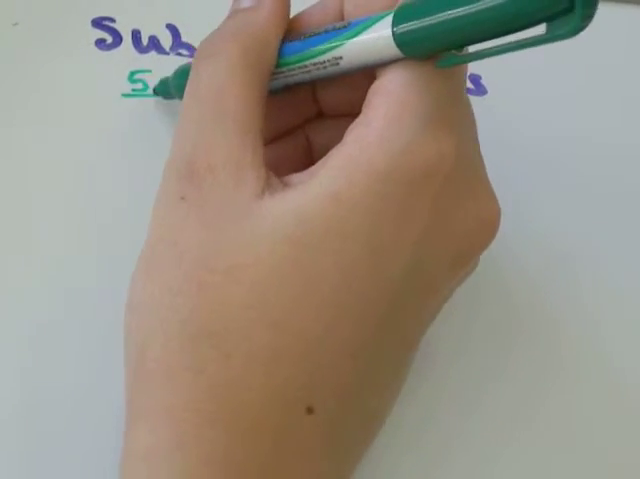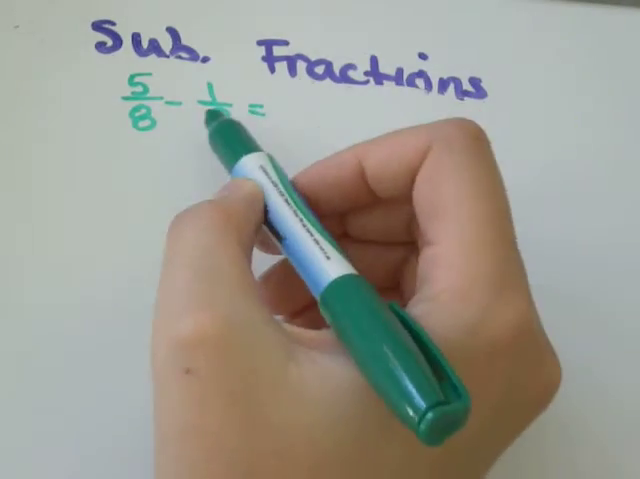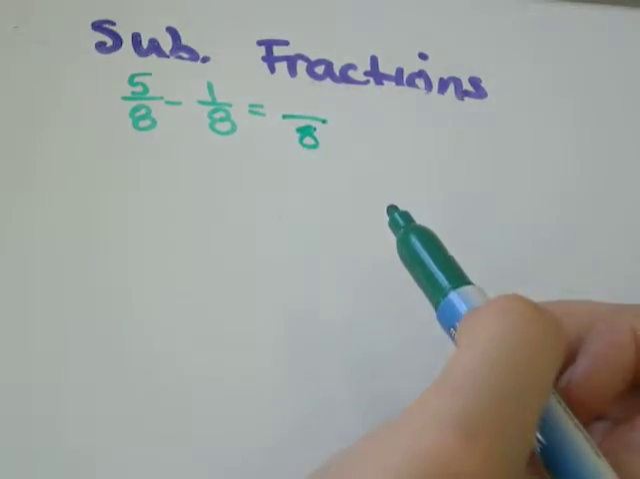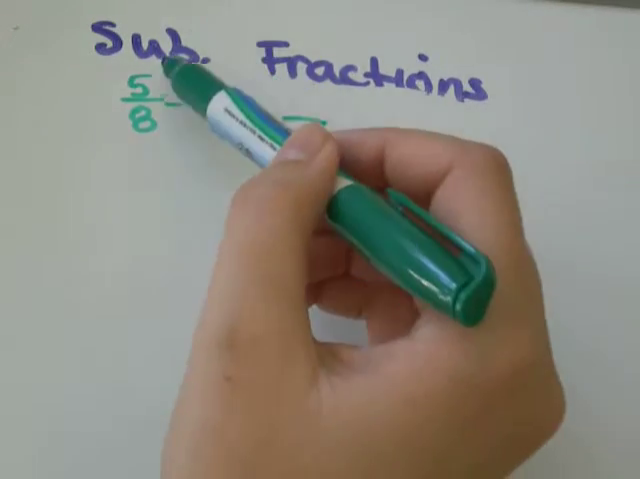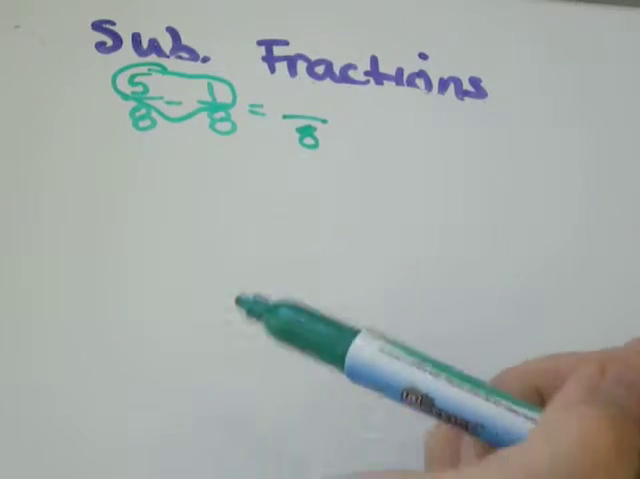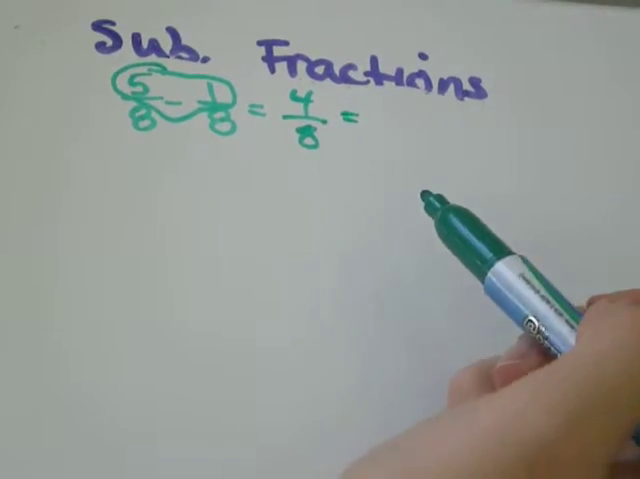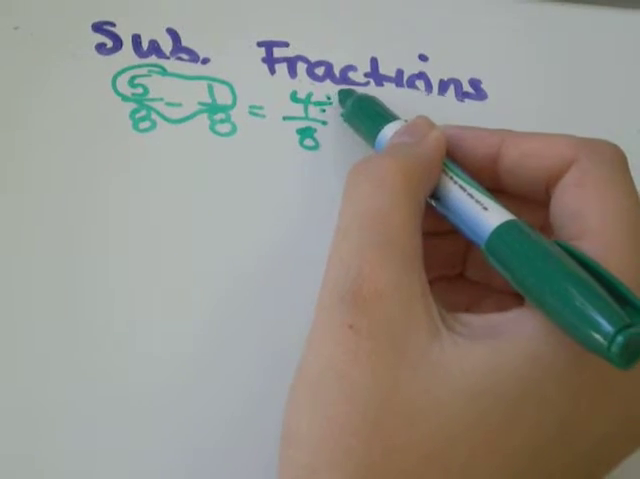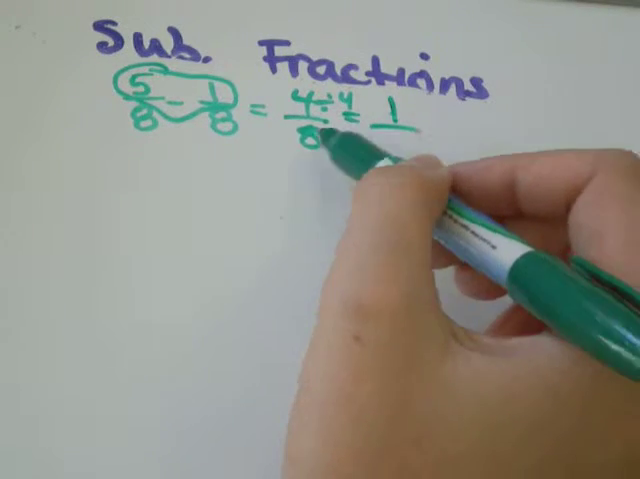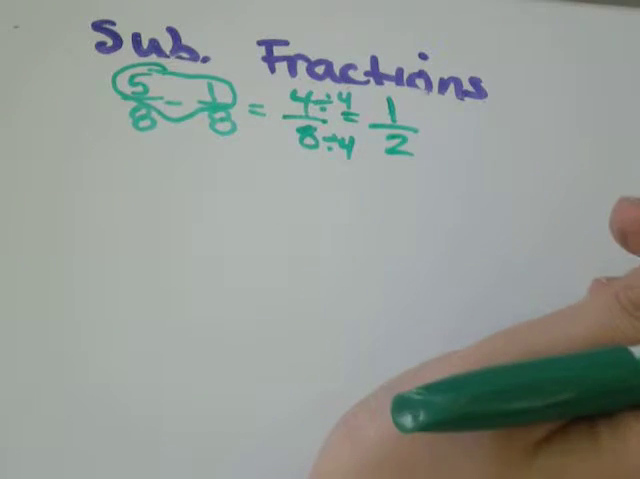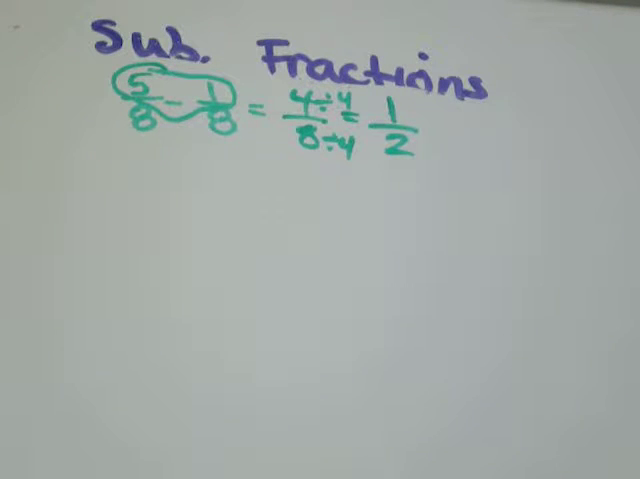So let's do 5 over 8 minus 1 over 8. They both have 8 in the denominator, so that's the same denominator we'll use for our answer. For the top, all you have to do is what the question says. 5 minus 1 is 4. And then we just look at our answer. Can we reduce it? Yep, we can divide 4 by 4, and we can divide 8 by 4. 4 divided by 4 is 1, 8 divided by 4 is 2. So we get 5/8 minus 1/8 is 1/2.